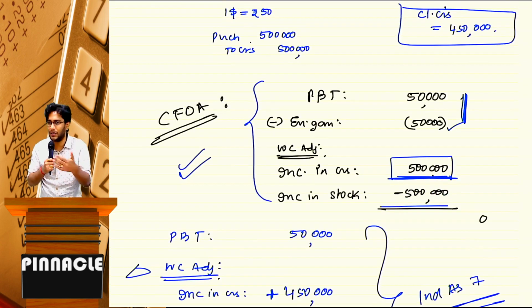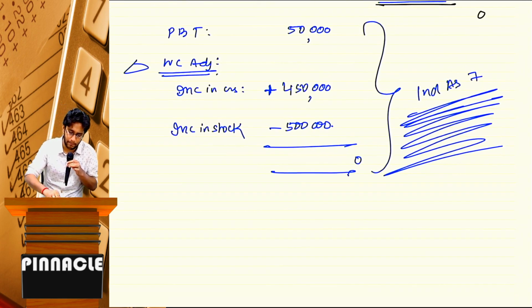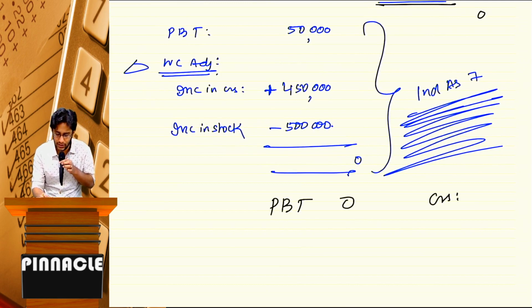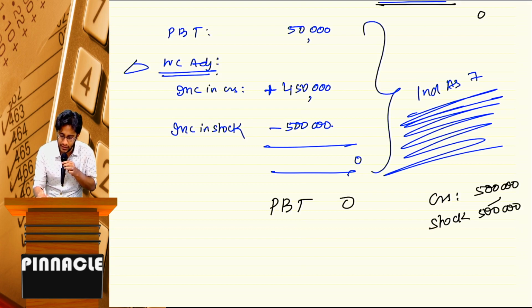See, why is the adjustment coming into the picture? Because I recorded an unrealized gain. Just imagine I did not record it. Had I not recorded any exchange gain, what would have been my PBT? My PBT straight away would have been 0. My closing creditors would have been 5 lakhs, and my closing stock would have been 5 lakhs.